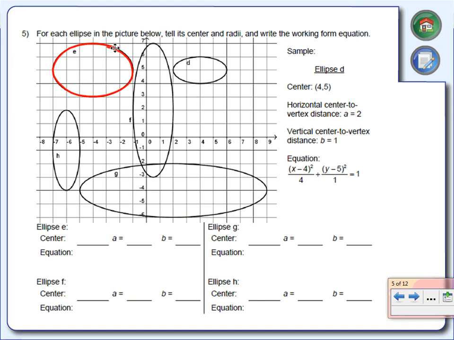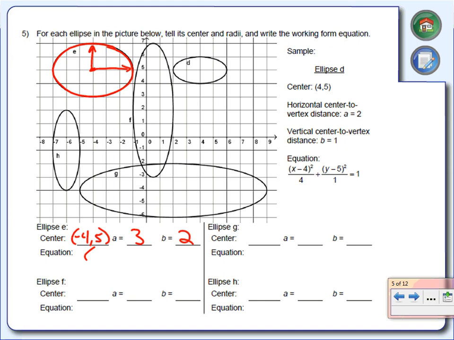So, in order to come up with this equation, the first thing I need to do is find the center. What is the center of this ellipse here? Negative 4, positive 5. That's our center. But I'm also going to need the horizontal distance, this distance right here. What is that distance? 3. I'm also going to need the vertical distance, and that vertical distance is 2. Now that I have these three things, I should be able to come up with my equation.